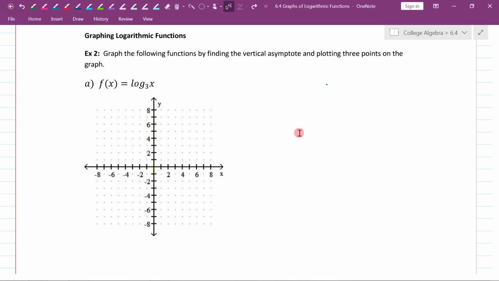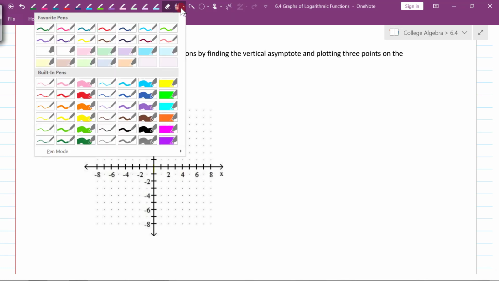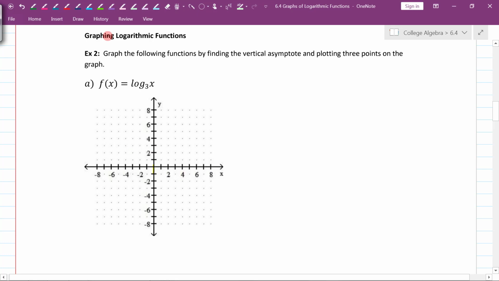So, graphing the following function by finding the vertical asymptote and plotting 3 points on the graph. So that's what we've been asked to do. There's a couple different ways of plotting the points, and I'm going to show you different techniques, and then you just use which one you feel most comfortable with and that works consistently for you, okay? So that's what's important. Remember, in algebra, often there's many different ways of solving a problem. Just choose what works for you and then go with it, okay? As long as it's not like looking at your neighbor's paper. So that would be the only time that it wouldn't work well.